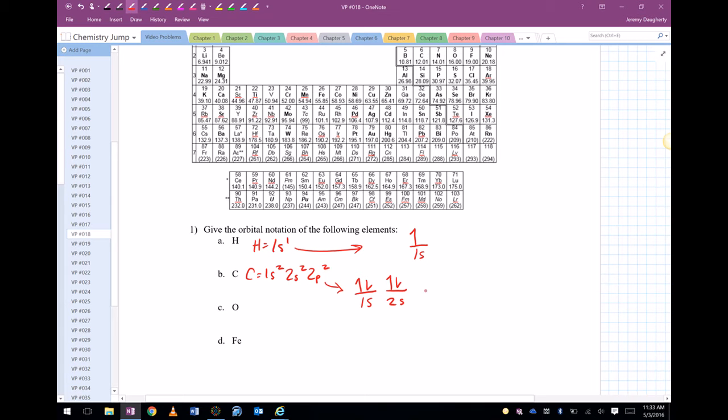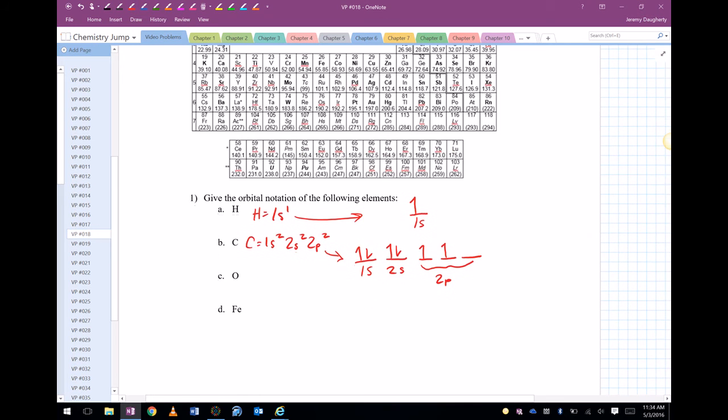And then we move to the 2p. So there are 1, 2, 3 p orbitals. There's px, py, and pz. So that's why there's three of them. So we call that 2p. Now the first electron goes there. The second electron goes in the orbital next to it, because each orbital of the same energy gets one electron before anybody gets a second electron.